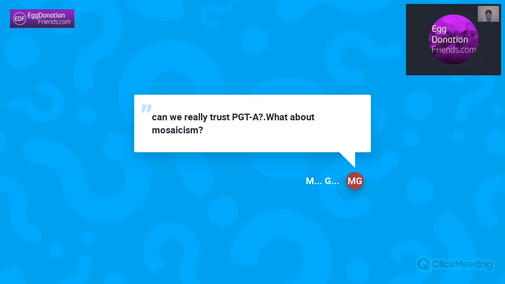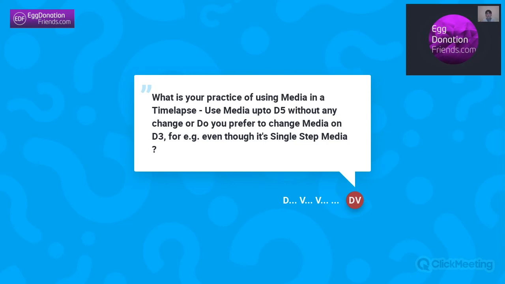The next question, which we will take and look closer, will be this one. What is your practice of using media in time-lapse? Use media up to D5 without any change, or do you prefer to change media on D3, for example, even though it's single-step media?